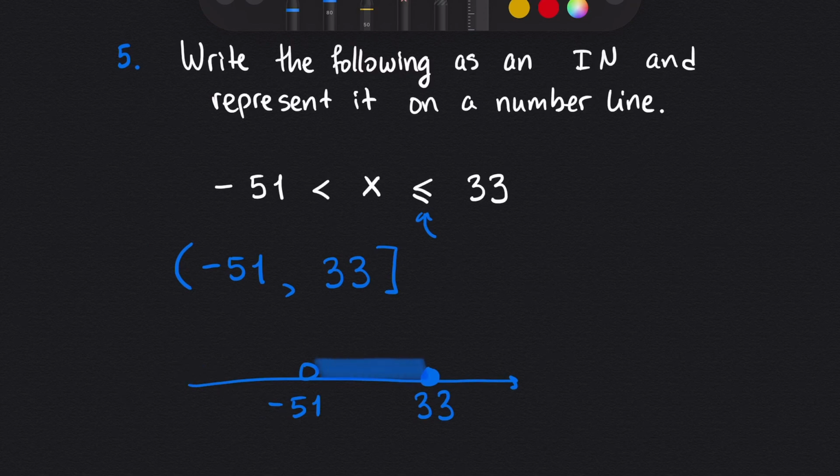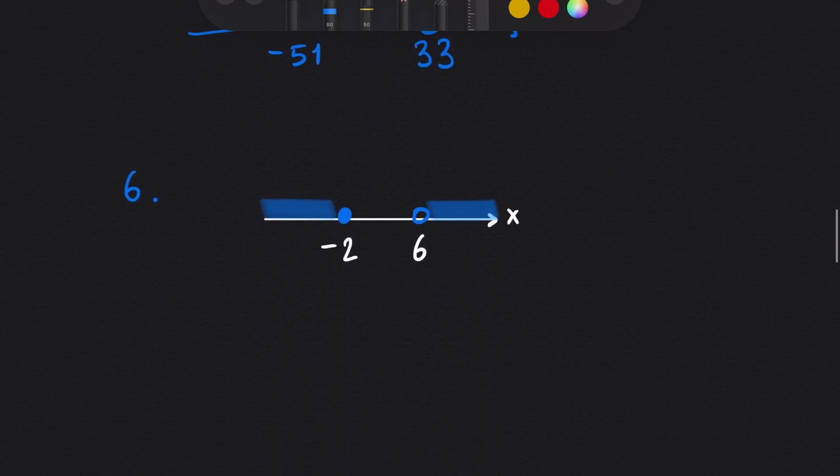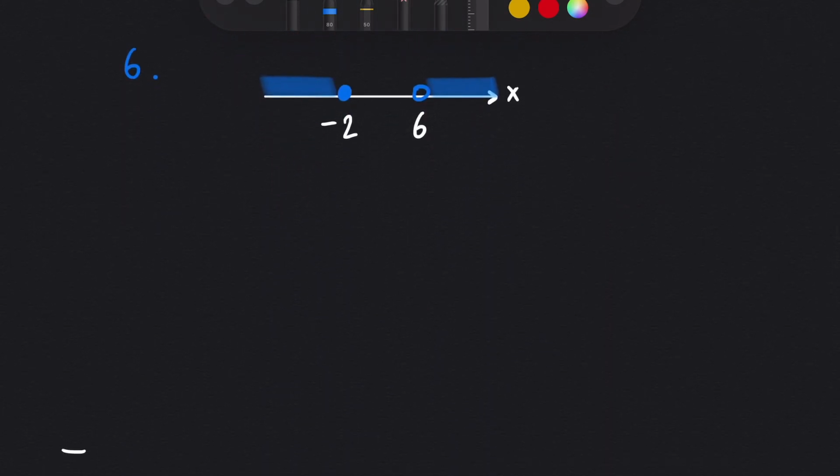Okay, example number 6. We have a different case here. First of all, we have 6, which is not included. Not included because it's not a solid dot. There's a hole in the number line. And we have -2, which is included. We have negative infinity and positive infinity right there. Now let's think about this. We're going from negative infinity to -2 included.